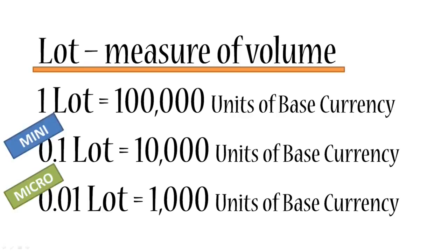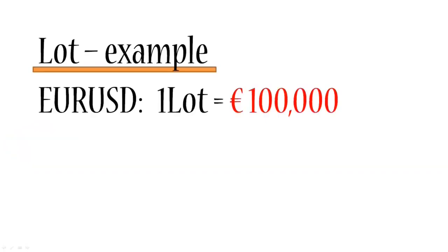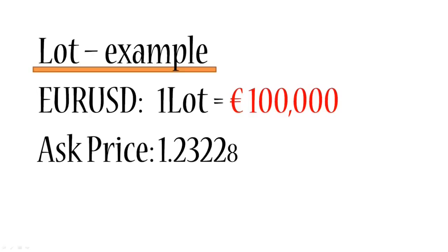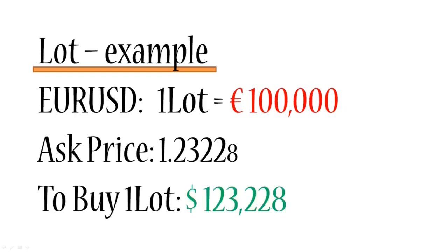So let's have a look at an example. For instance, you want to trade the euro dollar, and you want to conduct a buy transaction with the volume of 1 lot. That means that you will be buying 100,000 euros in that one transaction. The ask price with your broker is currently 1.23228, and that means that in order to buy 1 lot of euro US dollar, you need 123,228 American dollars on your account.